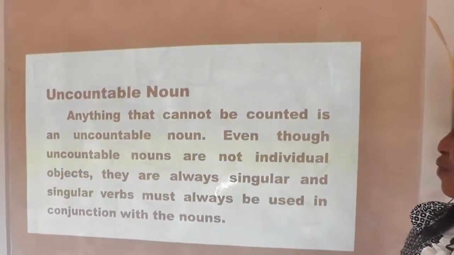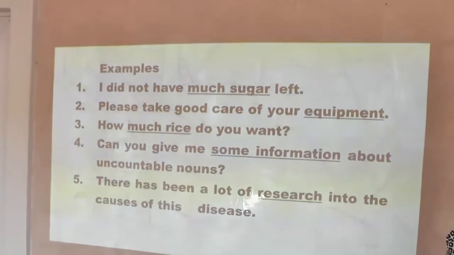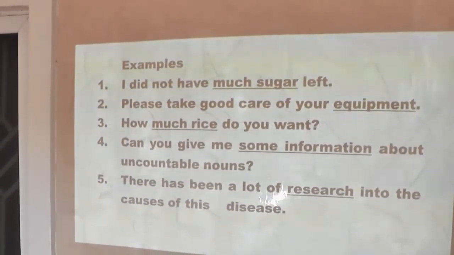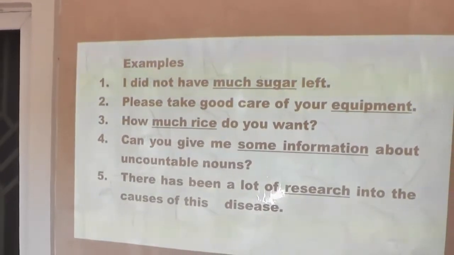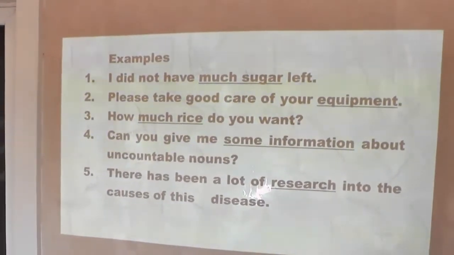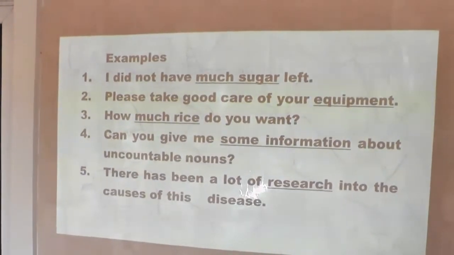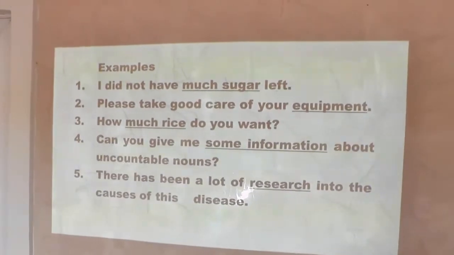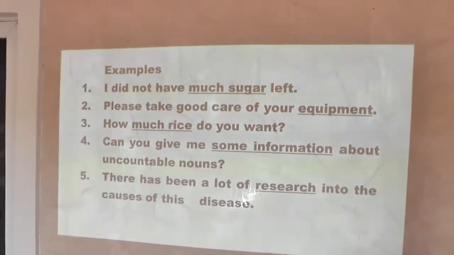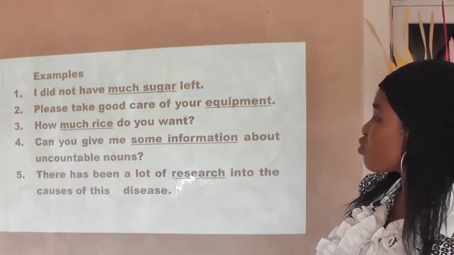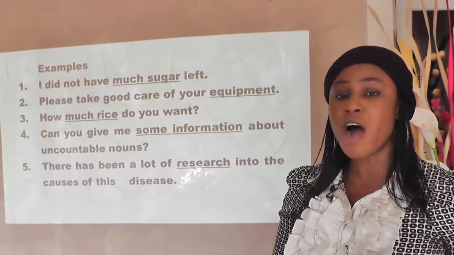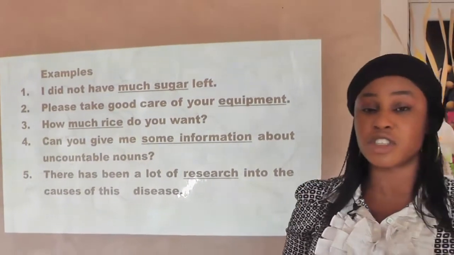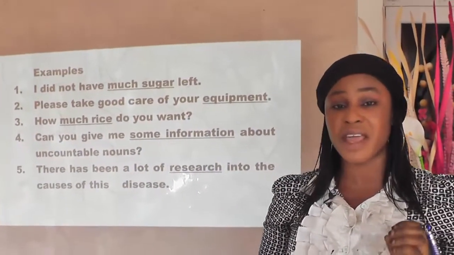Now the following examples will help us to tell the difference between countable noun and uncountable noun. In the following examples, we'll be looking at some of the nouns used that cannot be counted, but quantifiers help them. They are paired with what? Quantifiers. I did not have much sugar left. Much there is quantifying sugar. So much sugar is the right thing to use when we mention sugar, because sugar cannot be counted.